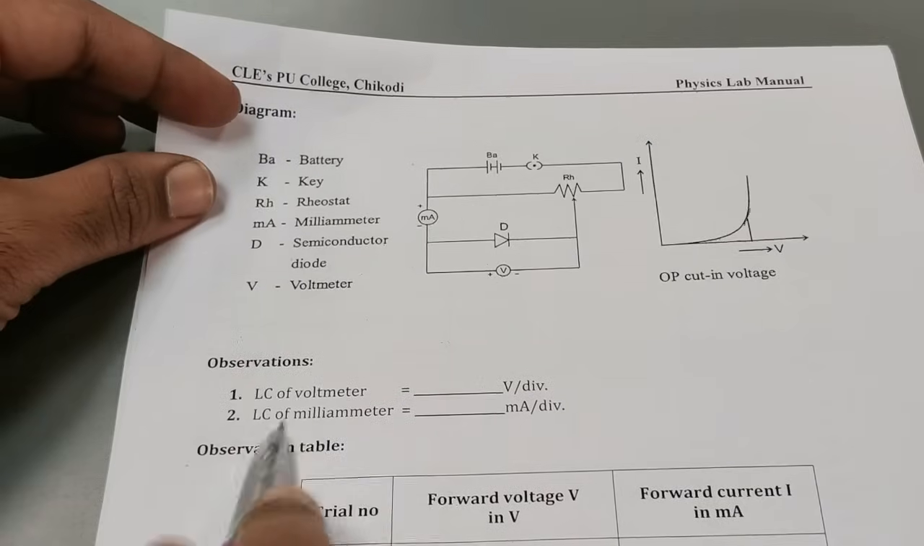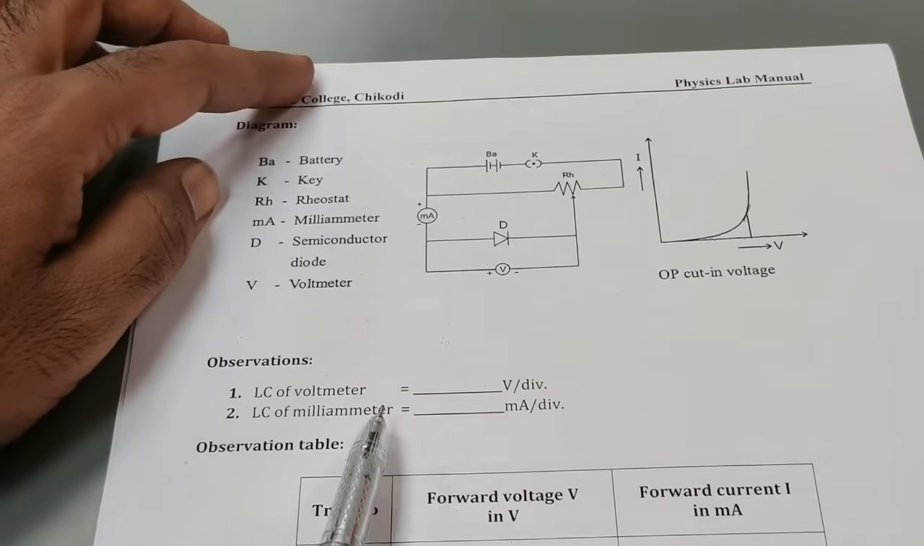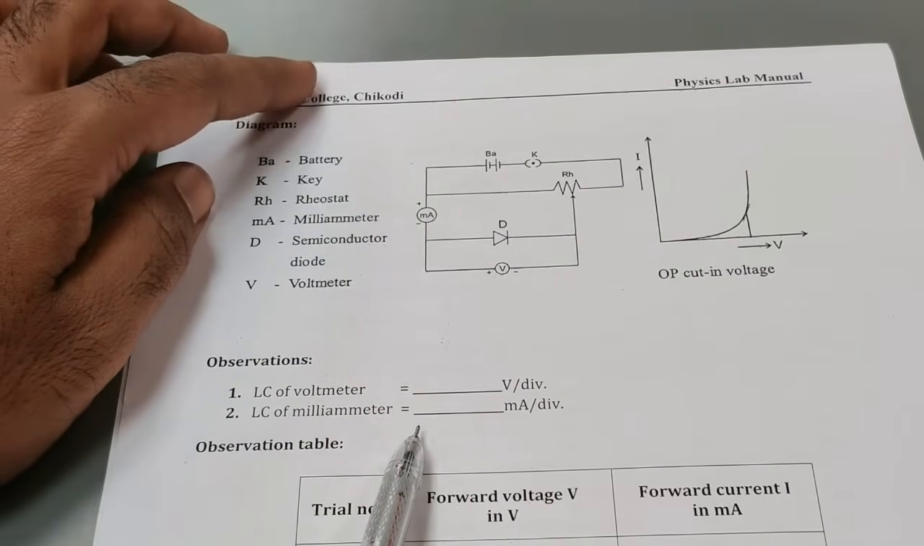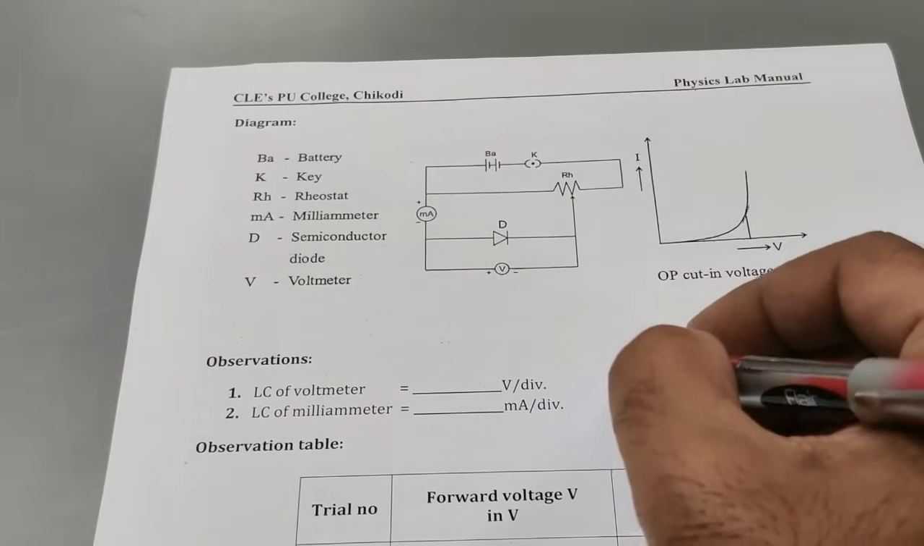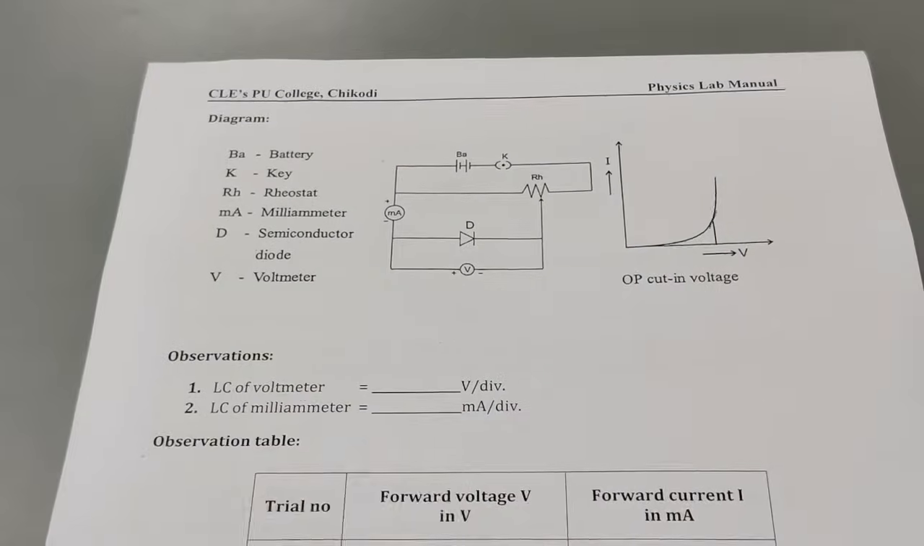What are the observations? LC of the voltmeter. Okay, what is the LC of the voltmeter? Let us know the LC of the voltmeter and then the LC of the milliammeter. What will the LC of the voltmeter be like? See, here I will show you that. I will just show you that here.